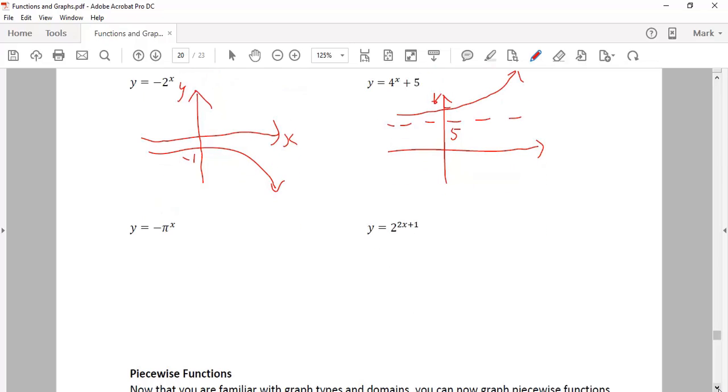Alright, so this next one, y equals negative pi to the power of x. So remember, pi is just a number, so it's pretty much going to be exactly the same as the one above it. So remember, it's good practice to also label another point. So yeah, you can just do that on your calculator if you want.